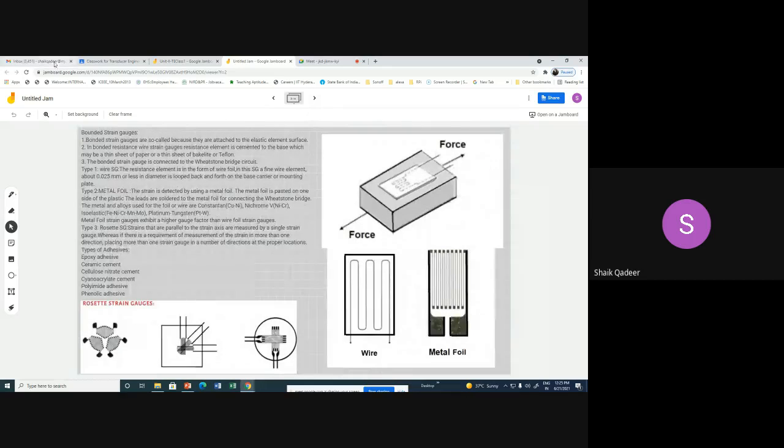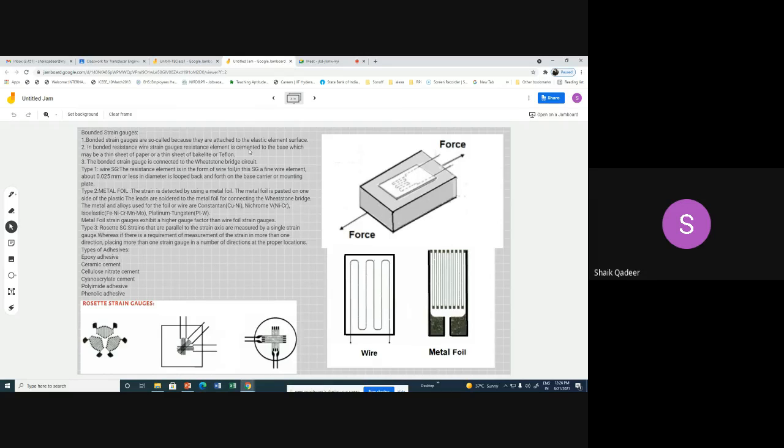In case of bounded strain gauge, the theory is that the workpiece on which the force is applied is bounded or fixed to one substrate, right? That's the name given to this. Bounded strain gauges are so called because they are attached to some surface. In bounded strain gauge, the resistance element is cemented.